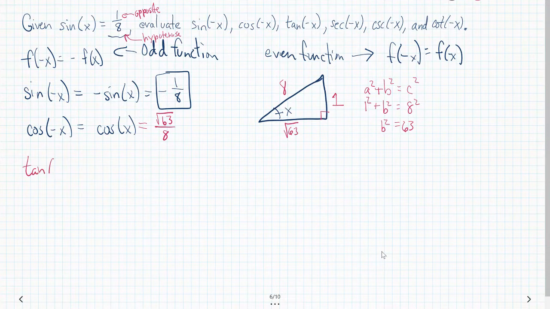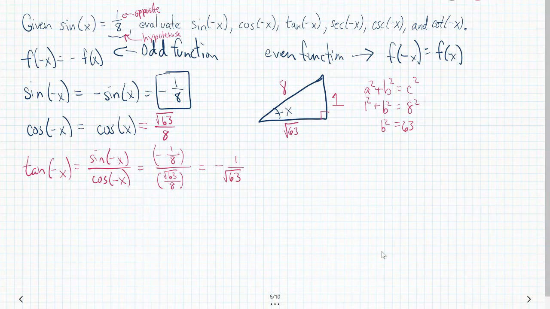So let's say tangent of negative x. Well, remember, this is sine over cosine, but we have to change it to sine of negative x over cosine of negative x. Right? We already calculated the sine of negative x. That was negative 1/8. And then the cosine of negative x was the square root of 63 over 8. So notice this makes the 8's cancel, and you're left with just negative 1 over the square root of 63, and you're done.